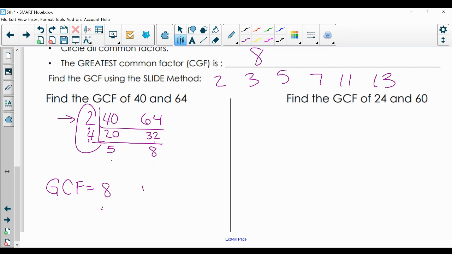I want to do it with you. All right, so you've got 24 and 60. Put your slide. They're both even. So when in doubt and they're both even, try 2. Okay? Yeah, it works. 24 divided by 2, and 60 divided by 2: 12 and 30.